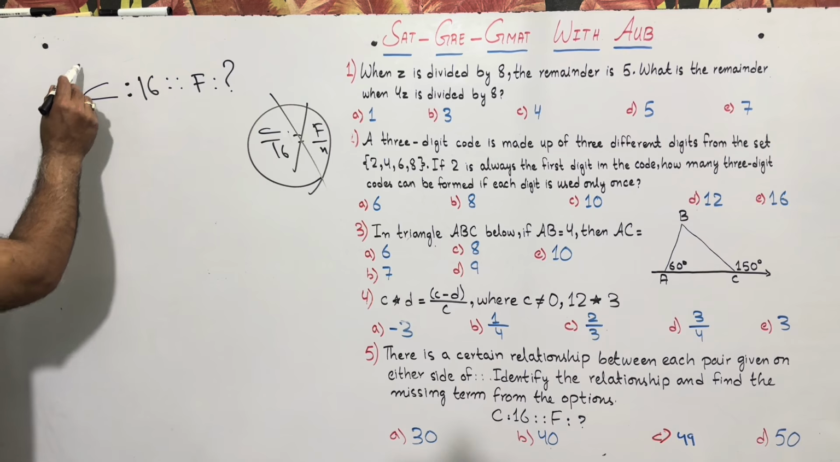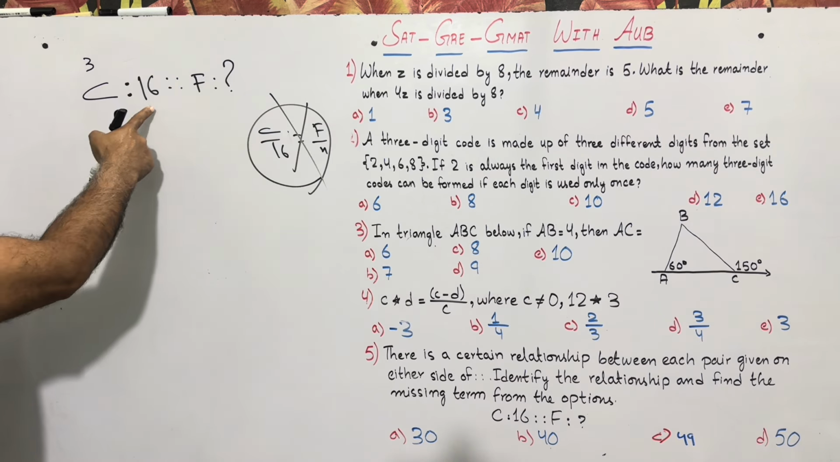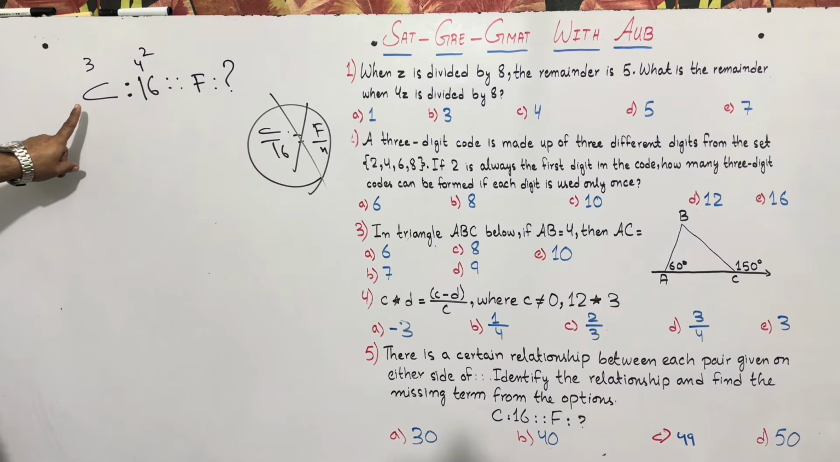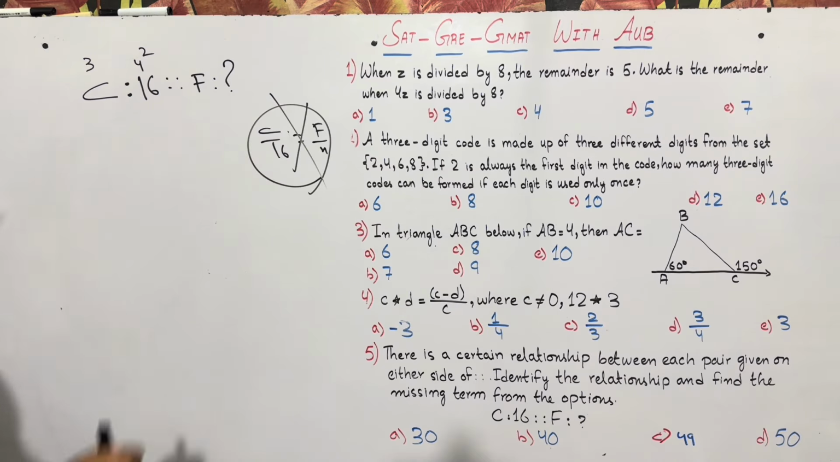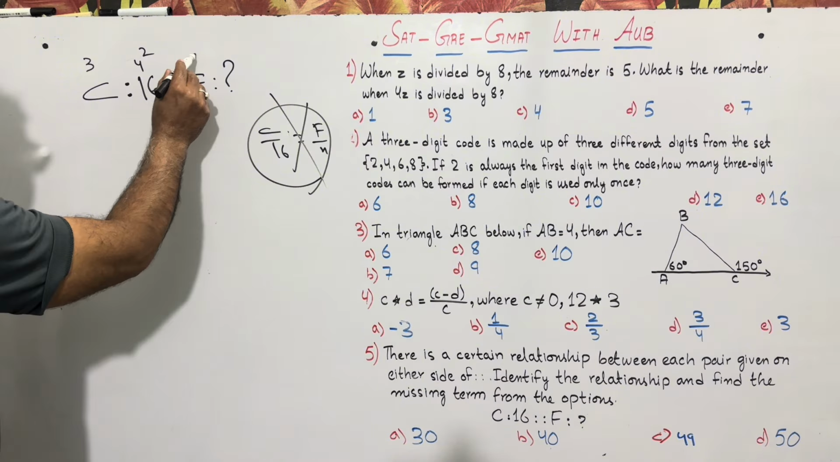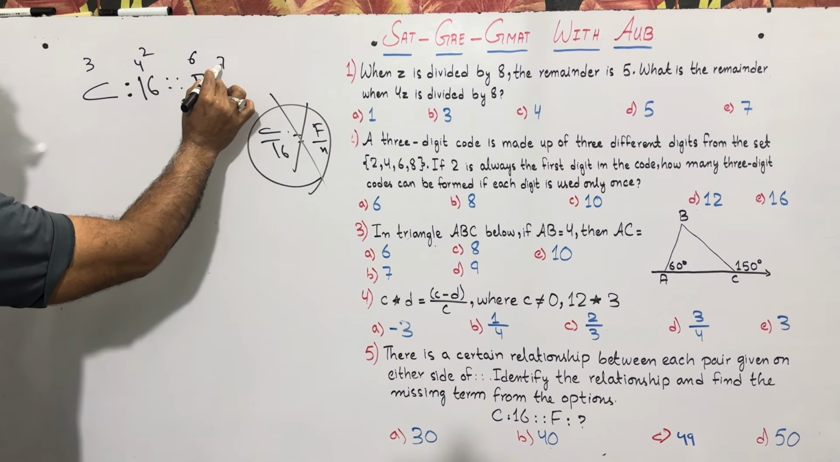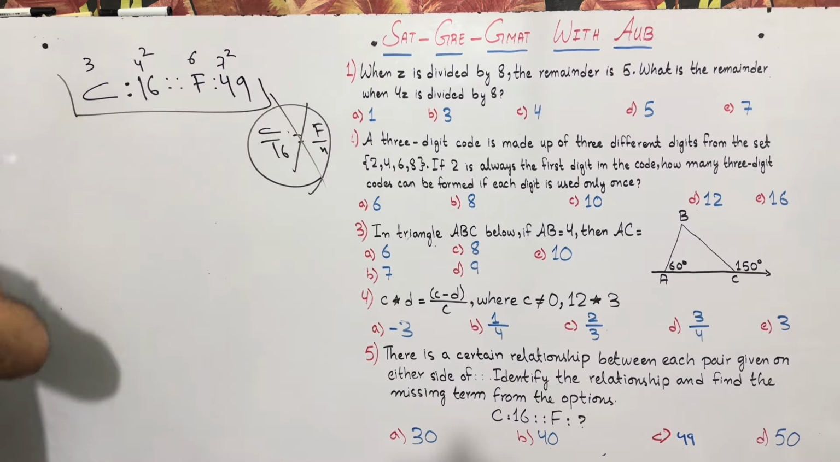Look at this. C is the third letter of the alphabet, and 16 is the square of 4. C is the third letter, 16 is the square of the next number. 4 square means 16. If you count A, B, C, D, E, F, F is the sixth letter. So there must be the square of the next number: 49. 49 is our answer in that case.